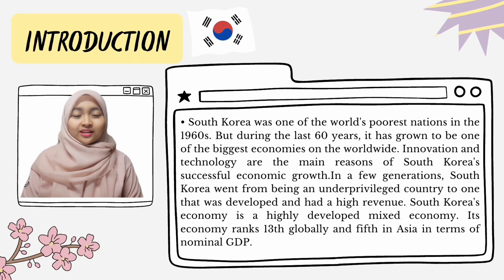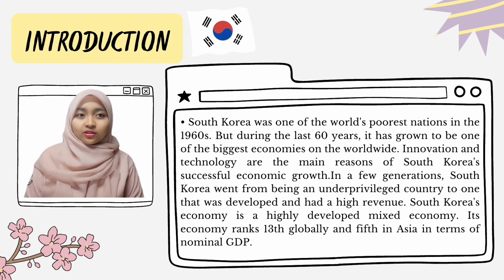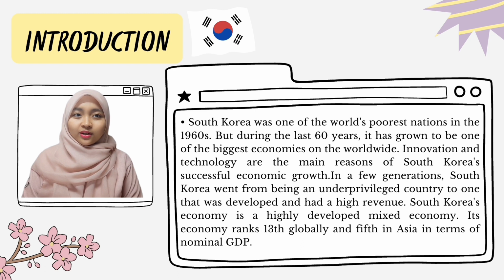For introduction, the history of South Korea. South Korea was one of the world's poorest nations in 1916, but during the last 16 years, it has grown to be one of the biggest economies worldwide. Innovation and technology are the main reasons for South Korea's successful economic growth. In a few generations, South Korea went from being an underprivileged country to one that was developed and had a high revenue. South Korea's economy is a highly developed mixed economy.